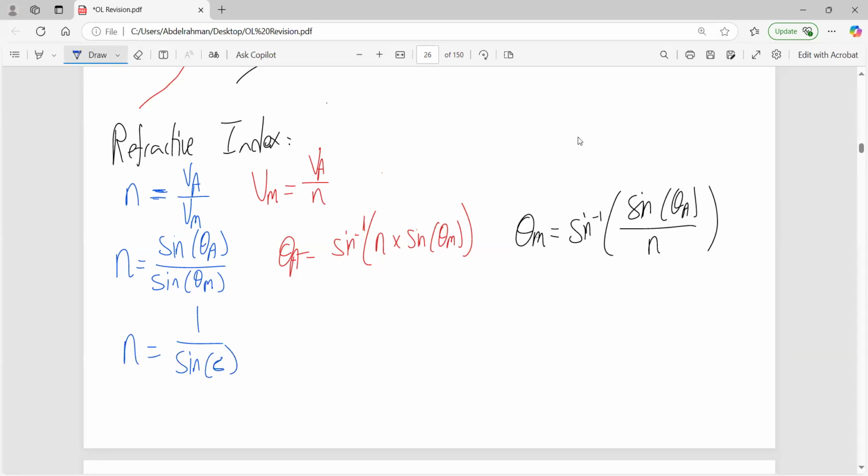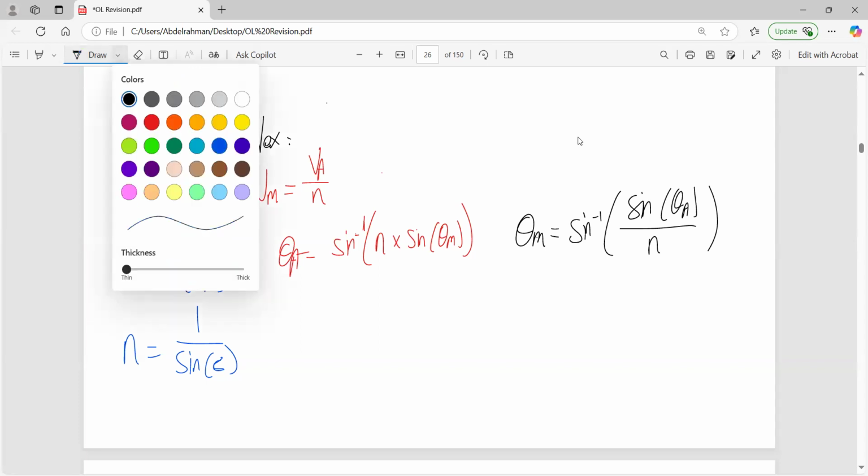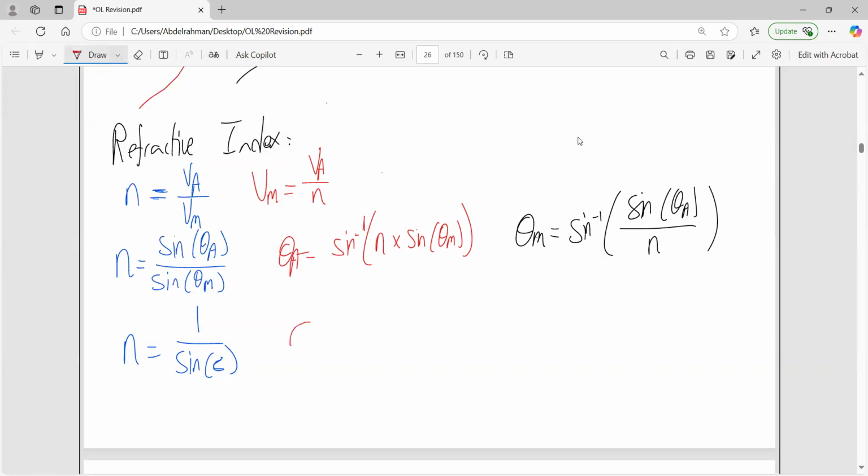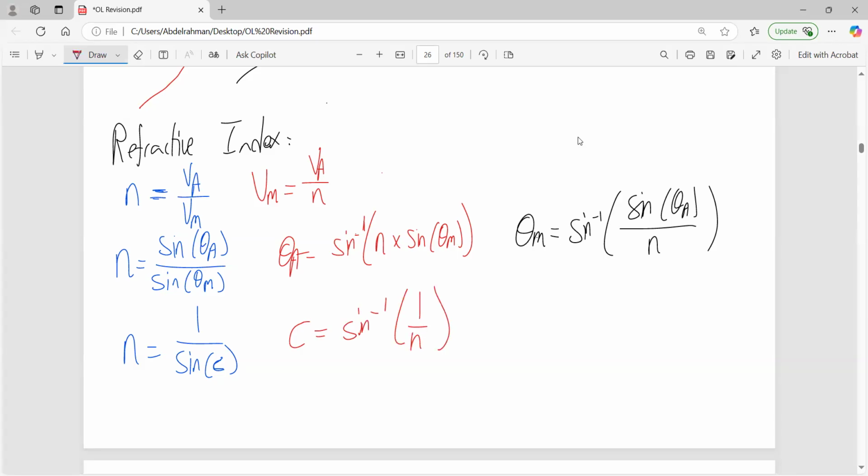What if I have the refractive index? Can I find the critical angle? Yes, you can. By simply rearranging the equation, C would be equal to sine inverse of 1 over n. That's it. So we have a couple of equations. Not that difficult, but we can use them to calculate what we need, like theta A, theta M, C, or the speed.